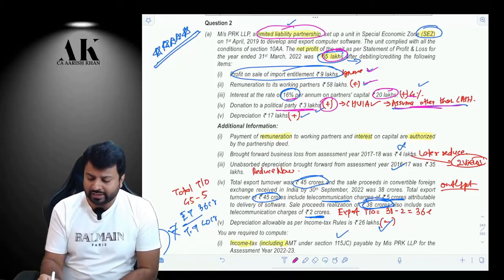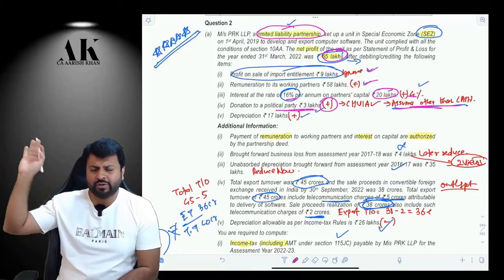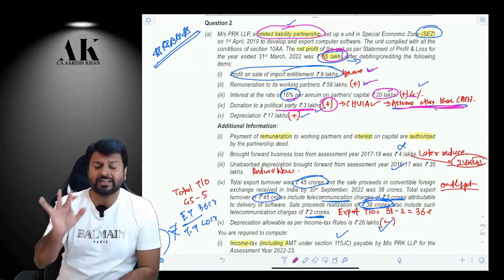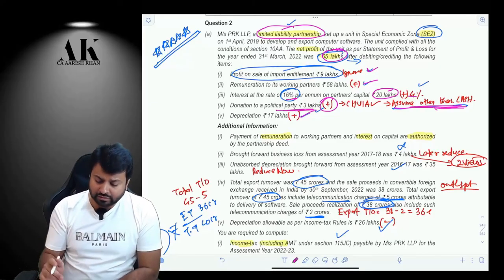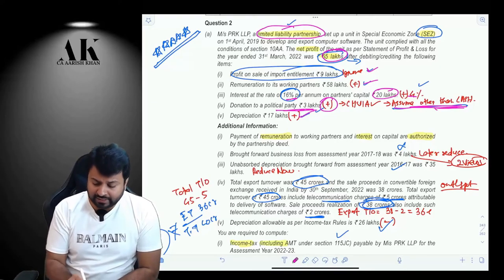And then you can reduce that later on, in Chapter 6A, while computing the total income, assuming that it is other than cash. Then you add back depreciation of 17 lakh rupees, okay? Now, after you do all these things, while computing the book profit, will you adjust brought forward loss? No.